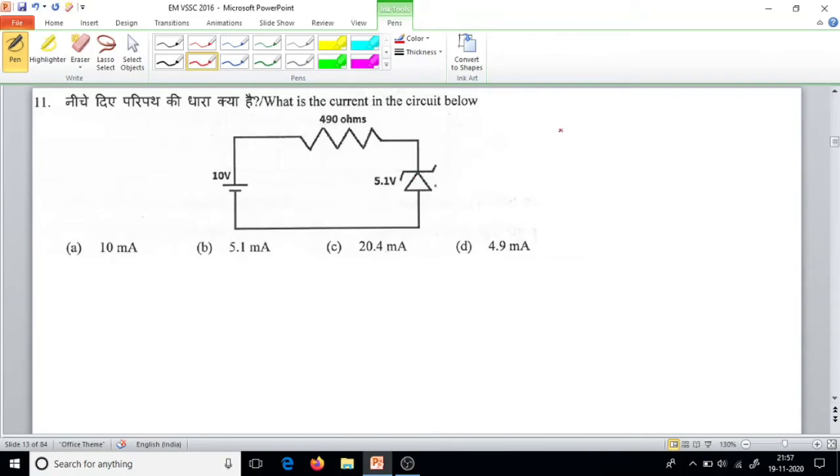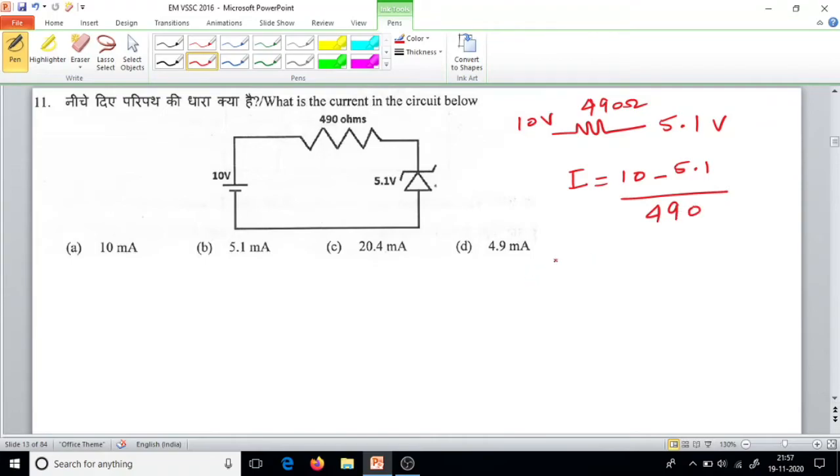Now what happens? This side is 10 volt. If you take this resistor, one end is connected to 10 volt, the other end is connected to 5.1 volt, and this is a 490 ohm resistor. If you want the current flowing through this, 10 minus 5.1 divided by 490 ohm gives the current through it. That is 4.9 divided by 490.